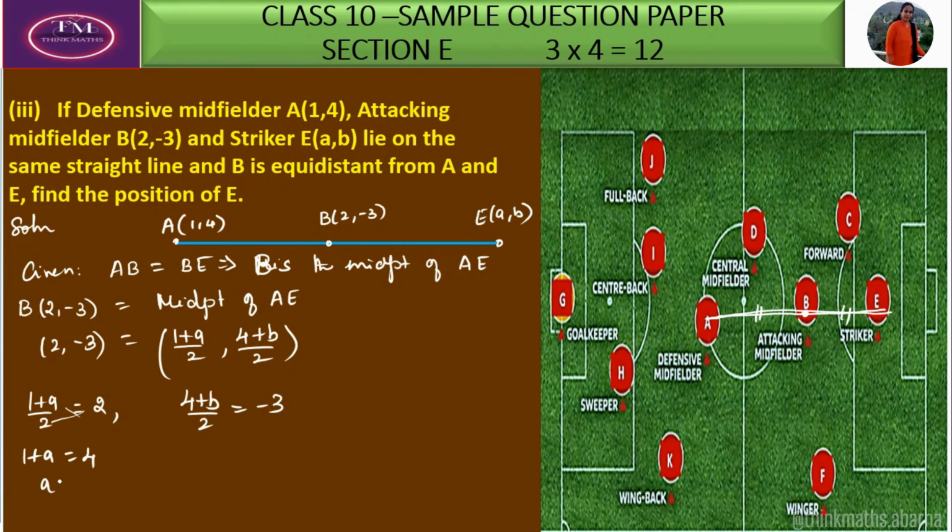So a will be equal to 4 minus 1, which is 3. In the same way, 4 plus b will be equal to, cross multiplying, this is nothing but minus 3 by 1. Just cross multiply. 4 plus b into 1 is 4 plus b.